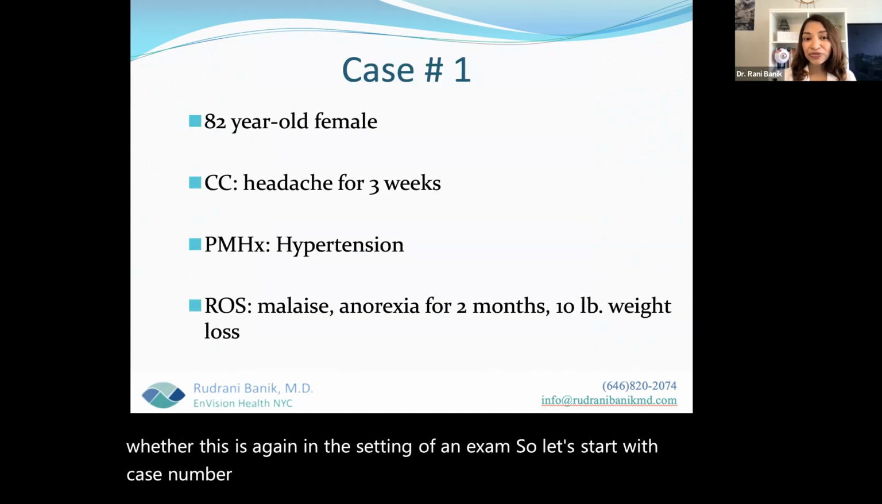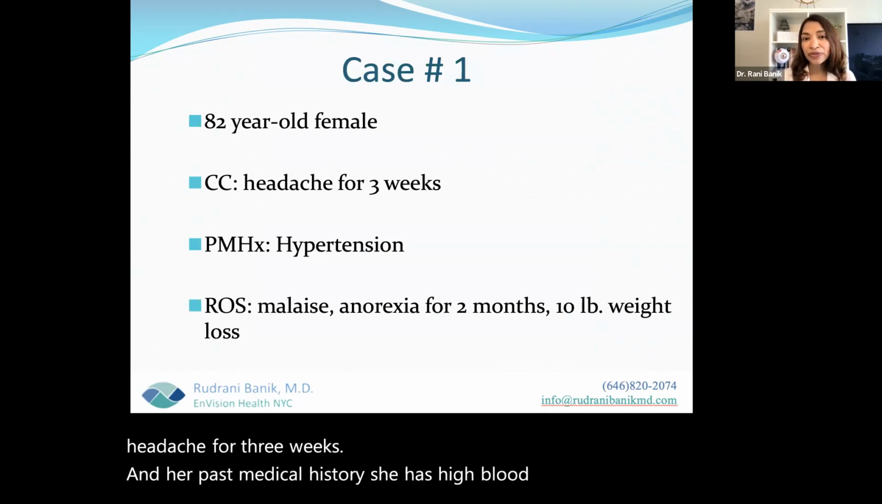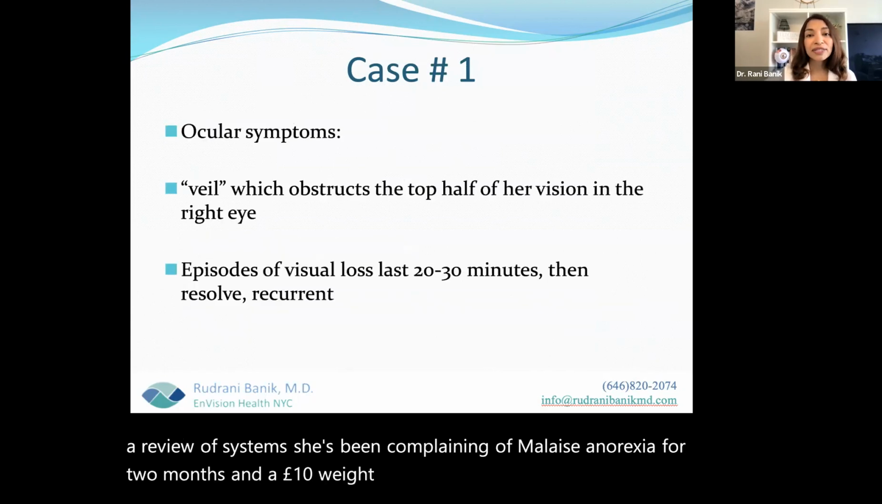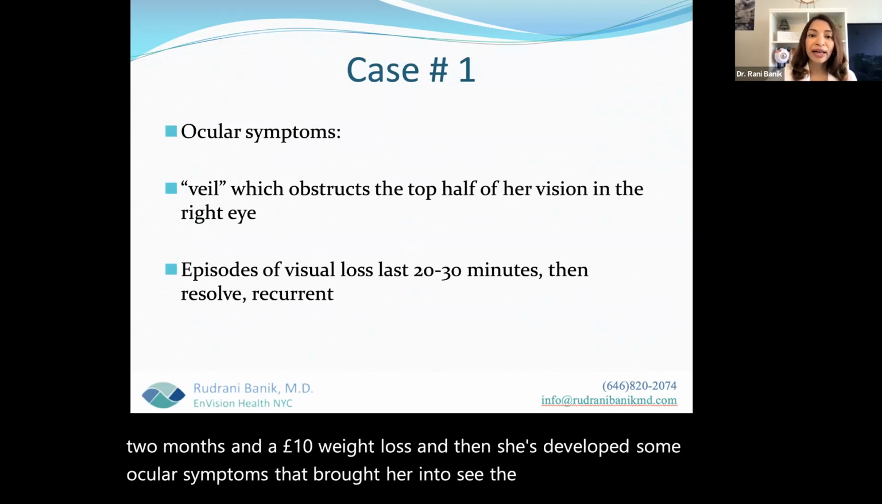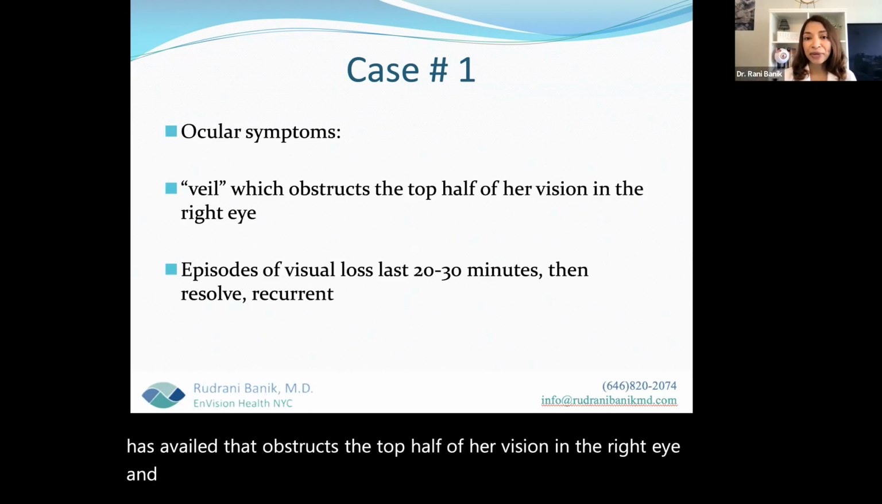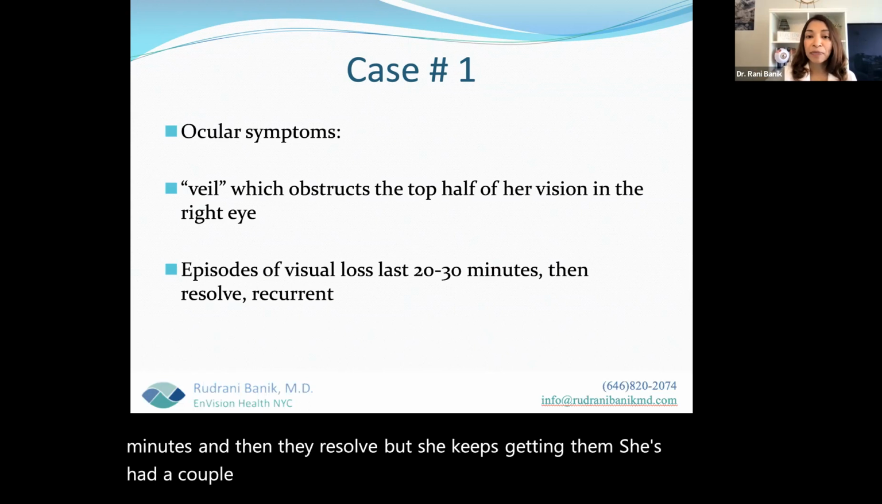This is an 82-year-old female. She's had a headache for 3 weeks, and her past medical history includes high blood pressure. On review of symptoms, she's been complaining of malaise, anorexia for 2 months, and a 10-pound weight loss. And then she's developed some ocular symptoms that brought her in to see the ophthalmologist. She has a veil that obstructs the top half of her vision in the right eye. These symptoms are intermittent. They last about 20 to 30 minutes, and then they resolve, but she keeps getting them. She's had a couple of episodes in the past few months.